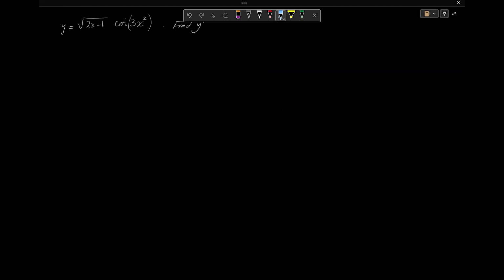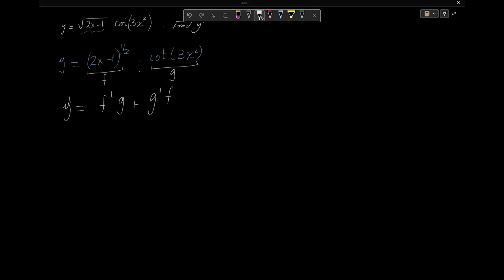Let's move on to another problem. All right, before we do anything here, let's change this square root into a power. So that's 2x minus 1 to the half times cotangent 3x squared. So let's call this f and this g. By definition, y prime is f prime g plus g prime f. Derivative of the first times the second plus the derivative of the second times the first.